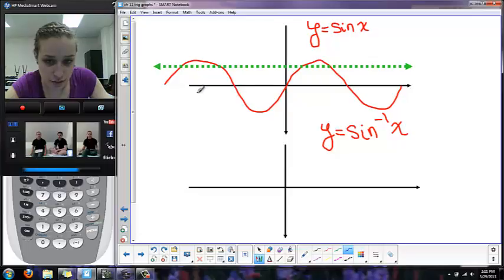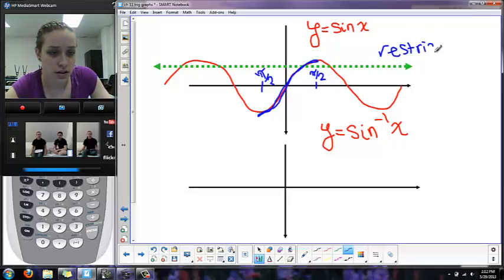What if, instead of looking at all these x's, I only look at the x's between -pi/2 and +pi/2? And I'll show you why I picked those x values. What if I only look between here and here? So I'm only looking at this small little section of my sine curve. That's the only part that I'm going to consider. I restricted the domain.